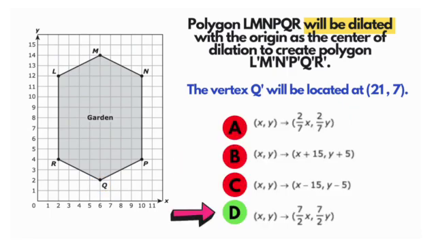So when we look at our answer choices, our answer choice has to be D, because 7 halves is the same as 3.5, and we know that our scale factor has increased by 3.5 times. So polygon LMNPQR will be dilated with the origin as the center of dilation to create polygon L prime M prime N prime P prime Q prime R prime. Our answer choice has to be D. The value of x, y changed to 7 halves x, 7 halves y.